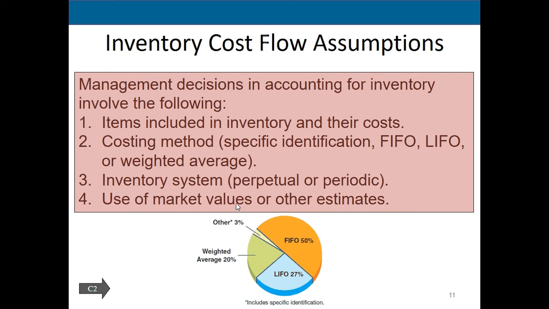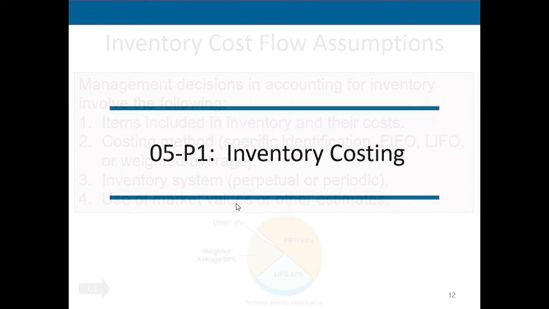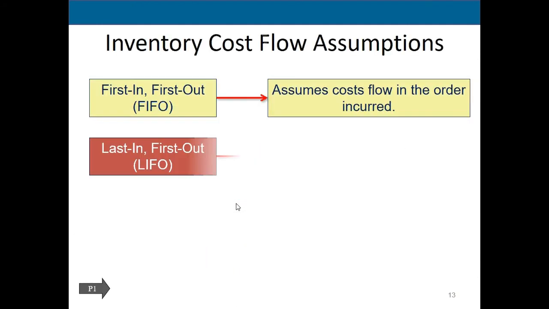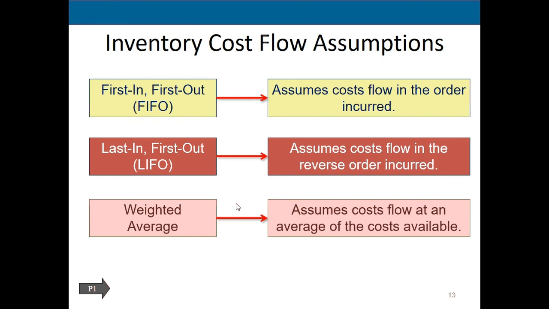Look at the graphic down there at the bottom. It says that about 50% of all companies that have an inventory system are using FIFO, 27% using LIFO, and then the other 23% are using different methods. FIFO means first in, first out. That's probably the easiest one for us to deal with, so we'll end up talking about that one first.